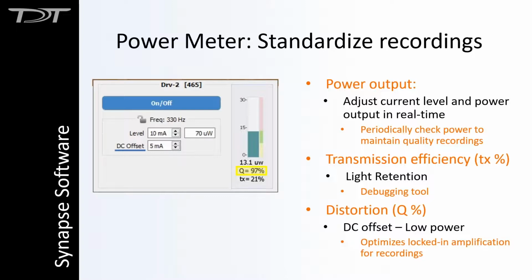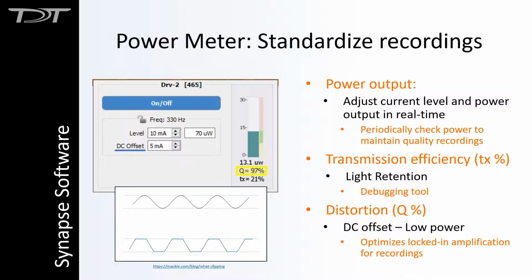The final variable is distortion. With distortion, this is related to your DC offset. As we mentioned, this is a low power system, so the DC offset is the current needed to turn on your LED. And we are able to drive this very low, down to a couple milliamps. But what we've noticed is in driving your DC offset very low, sometimes you can start clipping your signal.